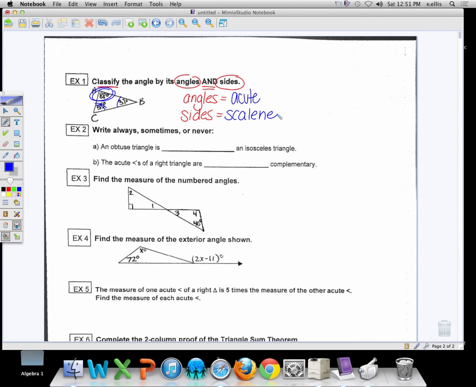Okay, so anytime they say classify, that's what you're doing. Pull out of those 2 little groups and give me a name by angles and a name by sides. Example 2.